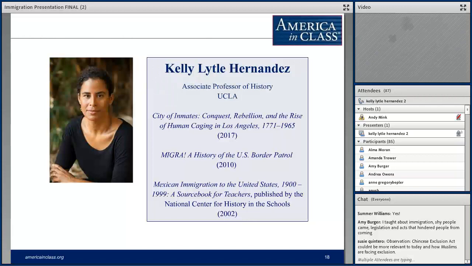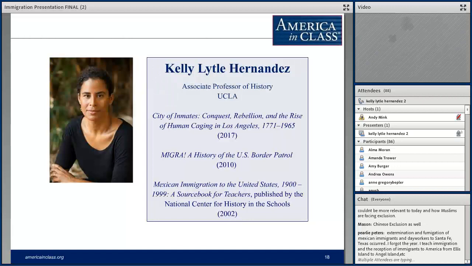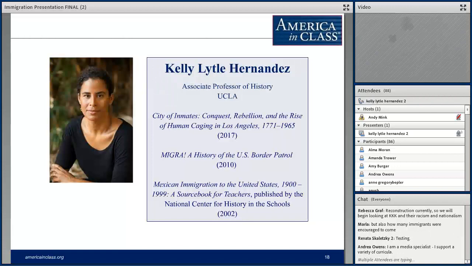Chinese Exclusion Act from Susie Quintero. Very good. Couldn't be more relevant today. I would absolutely agree with that, and we'll be touching upon that today. More Chinese exclusion. Yeah, we'll be doing quite a bit with that tonight. And Reconstruction. Very good. Okay. So please keep that rolling in. I'll be sure to keep an eye on that. All right. So let's go ahead and get started.